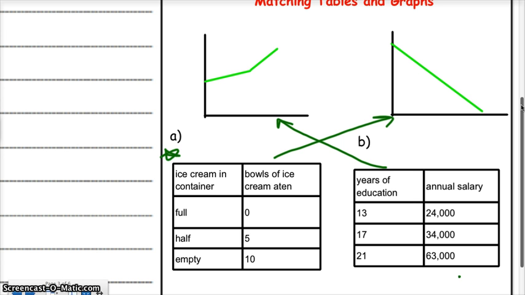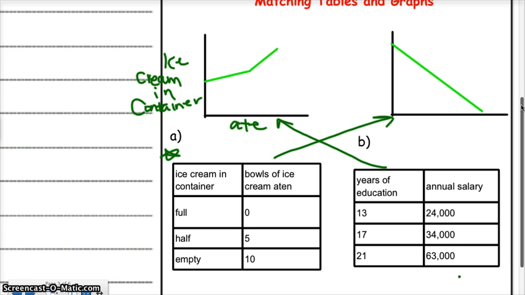Which one's independent? Jasmine? The container is kind of, Josh, pay attention. The container is kind of dependent on how much you ate. How much ice cream is in your container depends on how much ice cream you ate, doesn't it? So the ice cream in container would go right here. It depends on how much ice cream you eat. Write that down. And how much you ate, I'm just going to write as the independent variable.